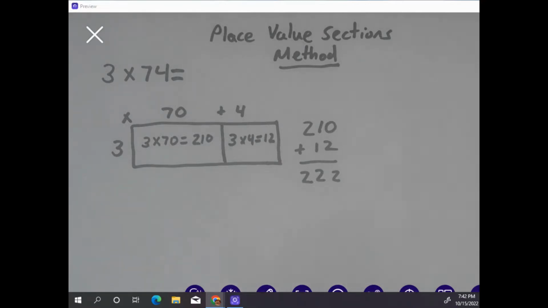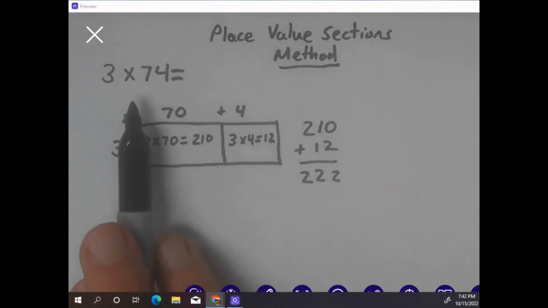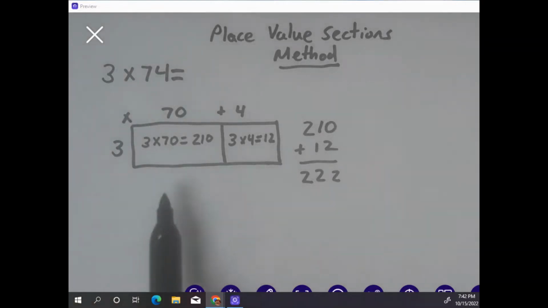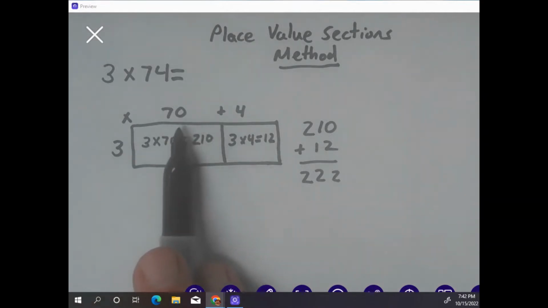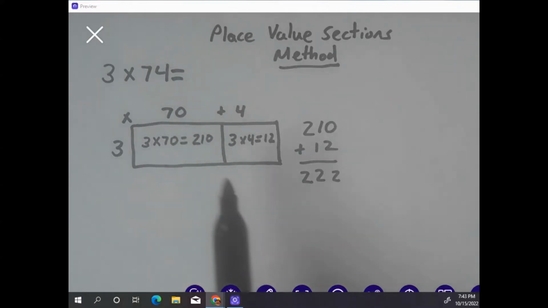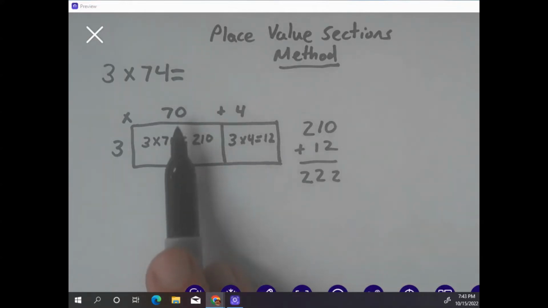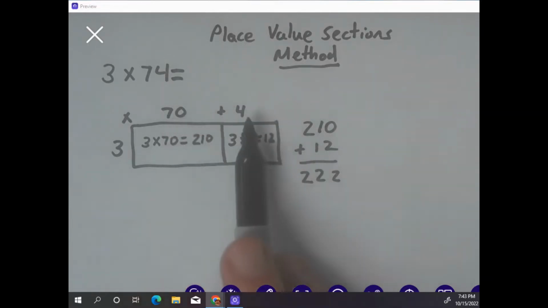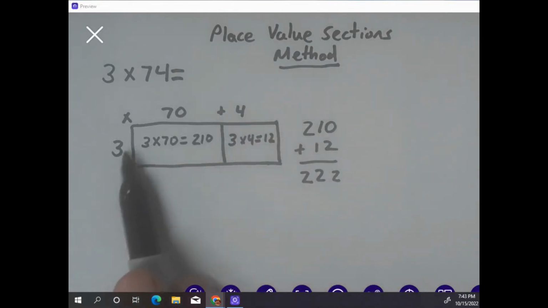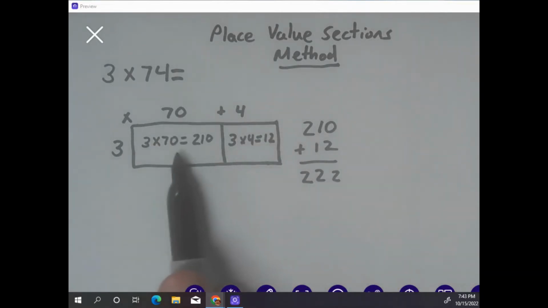So if you look at this problem, we have 3 times 74. And we drew this little box to kind of help us out. I have the whole problem completed, but actually what we did with this method is we broke it up by place value, or we could call it expanded notation. So we took 74 and we broke it up into the tens place, which is 70, and the ones place, which is 4. Then we took 3 times the 70, and that's in this box here.